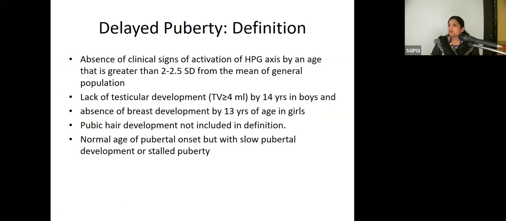Normally, pubic hair development is not included in the definition because pubic hair development is mainly dependent on the adrenal component, and adrenarche and gonadarche might not occur simultaneously in a child. So it is excluded. Sometimes, children start puberty at the normal age of pubertal onset, but there is slow pubertal progression or stalled puberty. This is also sometimes included under the definition of delayed puberty.